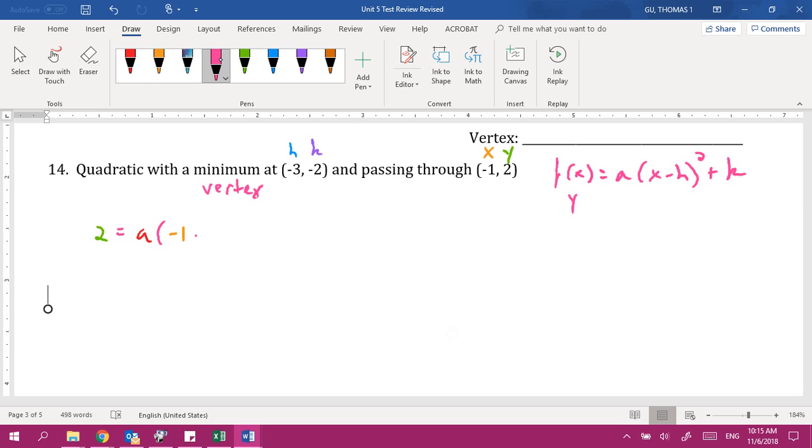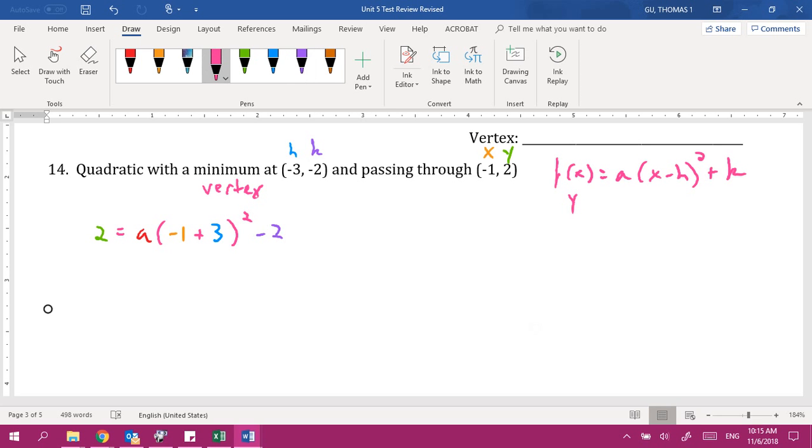And then it's minus, what's h? Right. If we're subtracting -3, that's the same thing as adding 3. So we're going to go with plus 3. Then it's squared, and what's the k? -2. So minus 2 out there. Oh, why did I put k? Minus 2. And now we need to simplify this and solve for a.